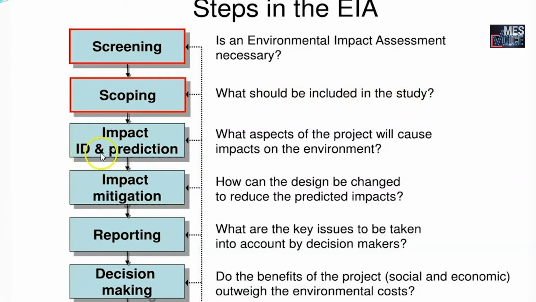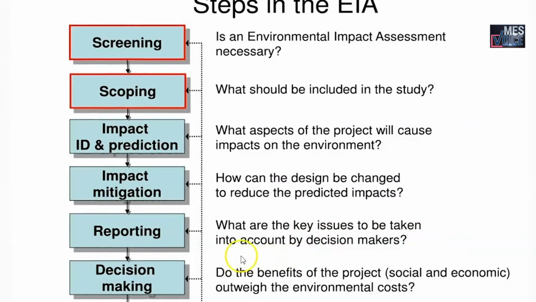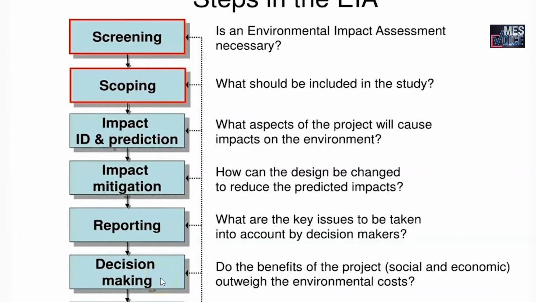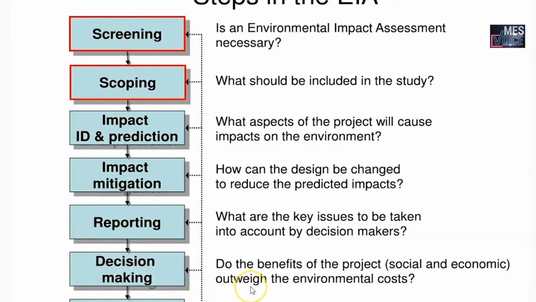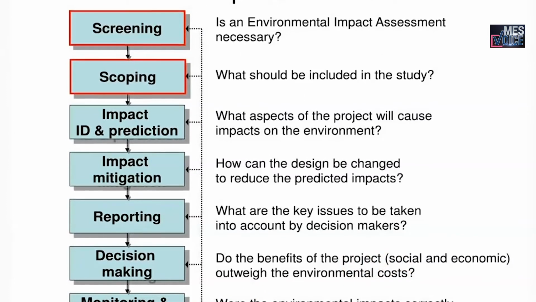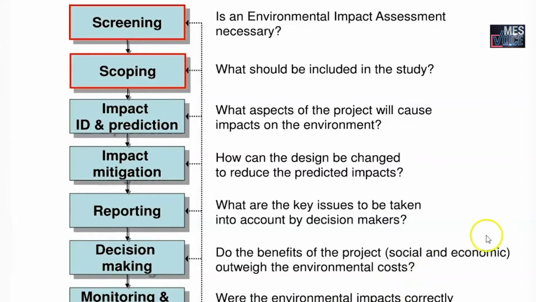Next, impact identification and prediction. What aspects of the project will cause impacts on the environment? Impact mitigation. How can the design be changed to reduce the predicted impacts? Reporting. What are the key issues to be taken into account by decision makers? Decision making. Do the benefits of the project outweigh the environmental cost? Last one, monitoring and evaluation. Were the environmental impacts correctly predicted?